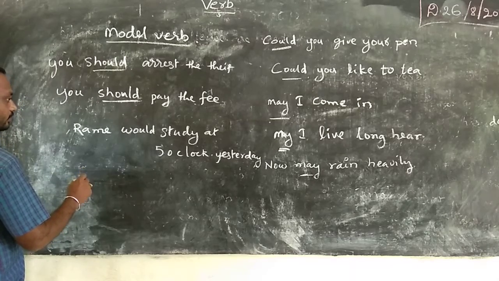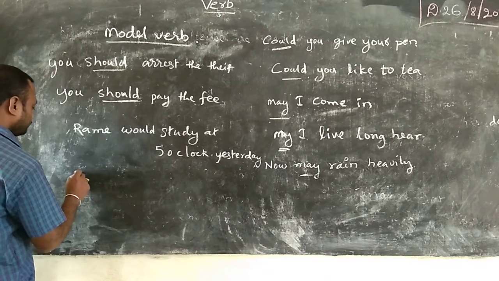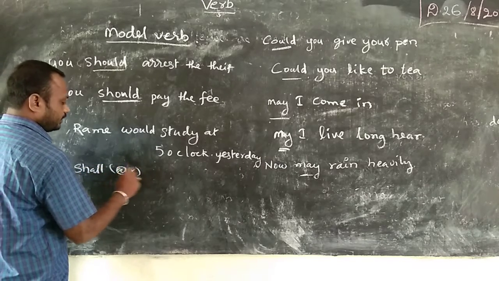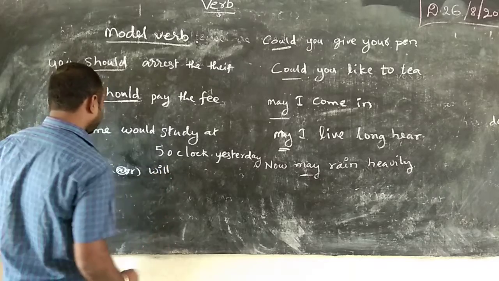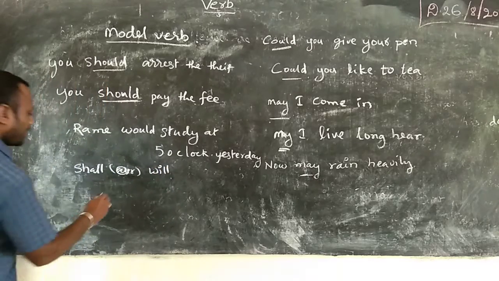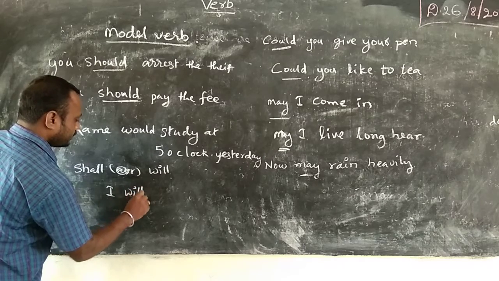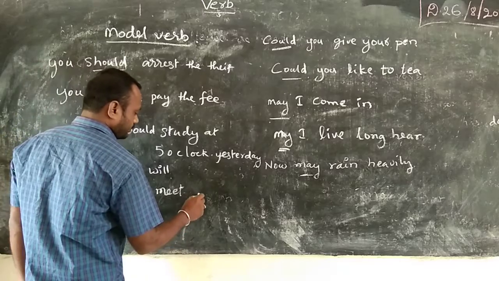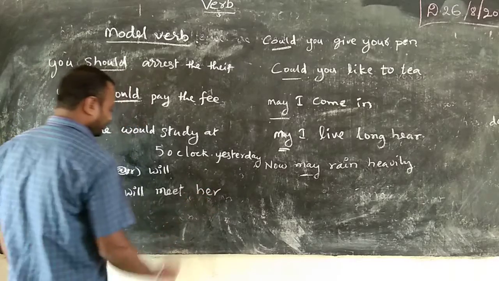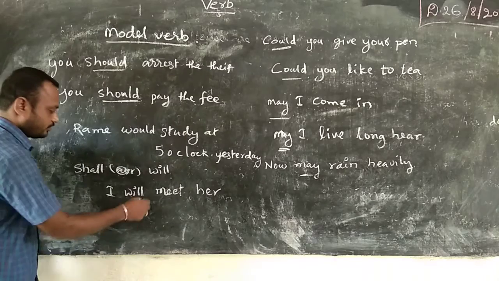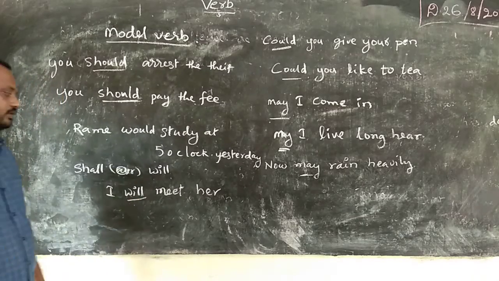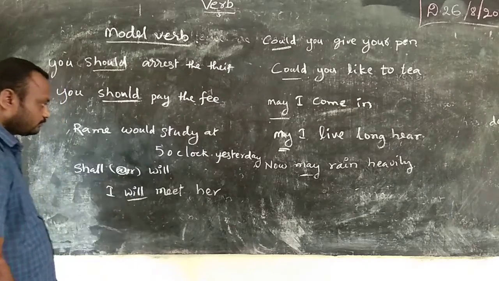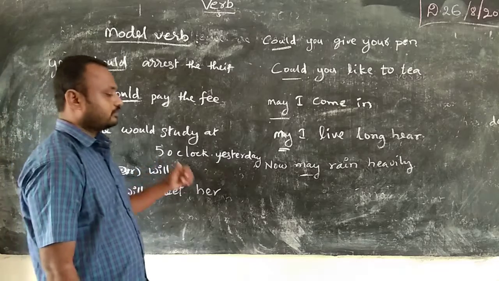The next is shall or will. Shall or will is used for the future. I will meet her. So will is used for the future tense. These are the modal verbs.